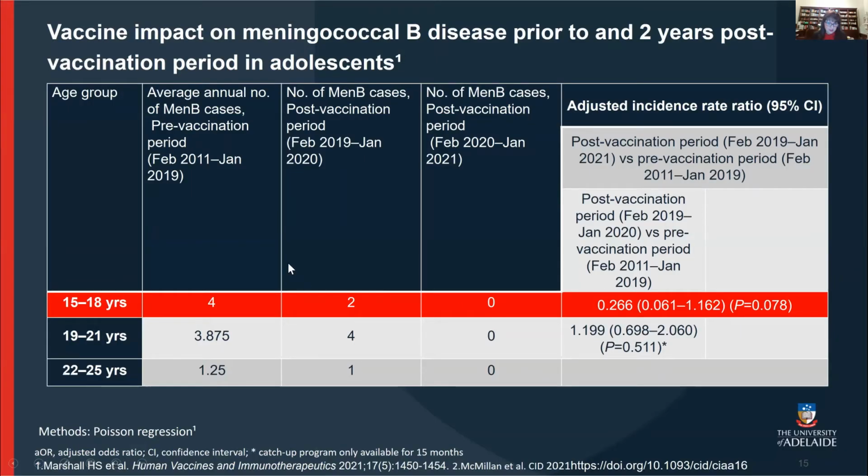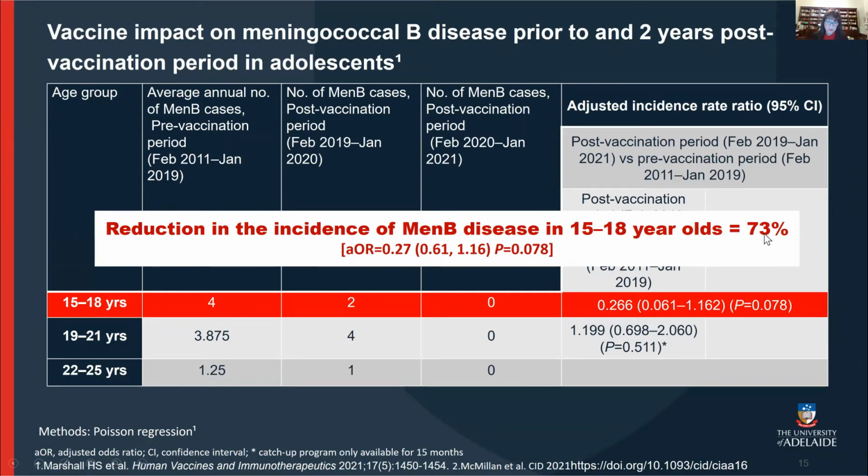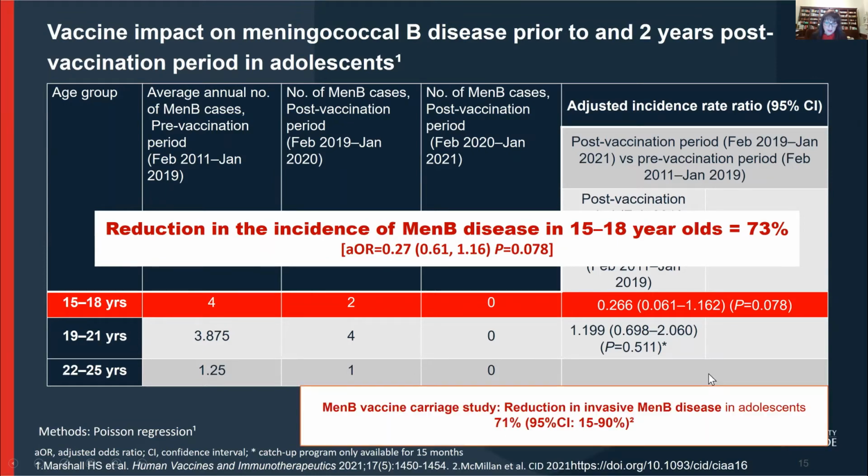So again, looking at vaccine impact, you'll see that we did see a reduction in the 15 to 18 years of age where we had high coverage, which was a 73% reduction in disease, in meningococcal B disease in that age group. And you'll see that it's, you know, like a statistician won't like me saying this, but borderline significant. The reason why that is, you'll see our cases were quite low. The reason being that we had undertaken the Men-B carriage study and vaccinated 35,000 senior school students in that study.